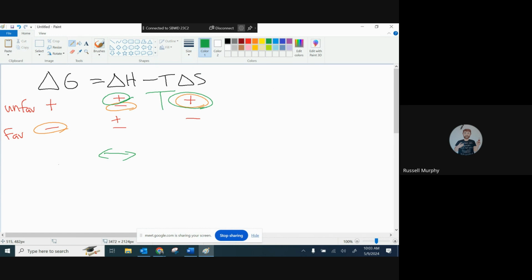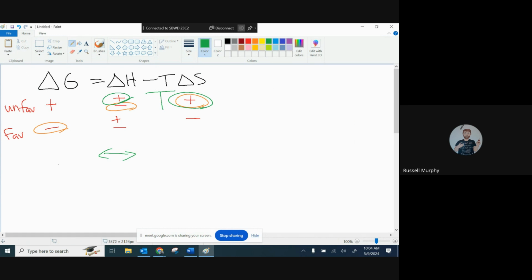So, if it's a negative delta G, then the K value will be greater than 1. Not high, but just greater than 1. Is the favorability plus because you're above that as a delta H? Sure, yeah. I was asking if it's a reversible reaction and unfavorable, whether the opposite direction has to be favorable. Should be, yeah. And then what if delta G is 0? Equilibrium. Okay.